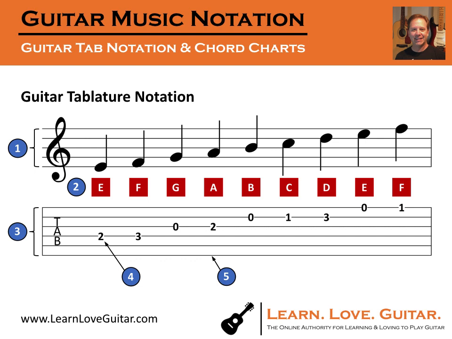Number 5, this tab staff line represents the low E string. Number 6, tab staff line representing the 5th A string. And correspondingly, number 7, it's a tab staff line representing the 4th D string. Number 8 is a tab staff line representing the 3rd G string. Without cheating, do you know the names of the remaining 2nd and 1st strings?